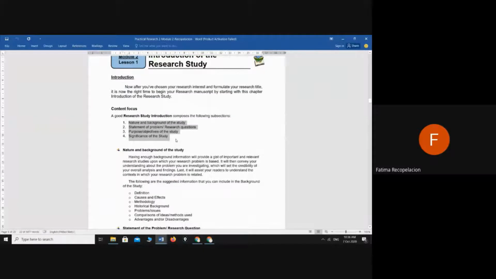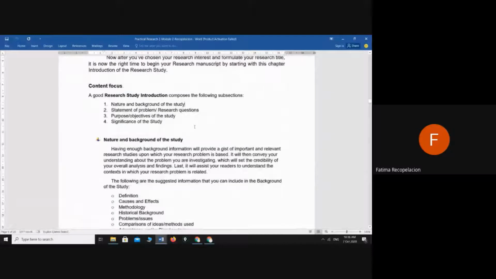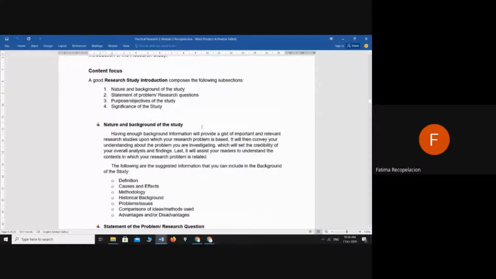What are these? First component is the nature and background of the study. What is this nature and background of the study? Okay? It was laid down here. You should see the status quo here. What is the status quo, as of currently, what is happening related to your study? So you lay down the situation which is in reality what is actually happening, the nature and background of this study.